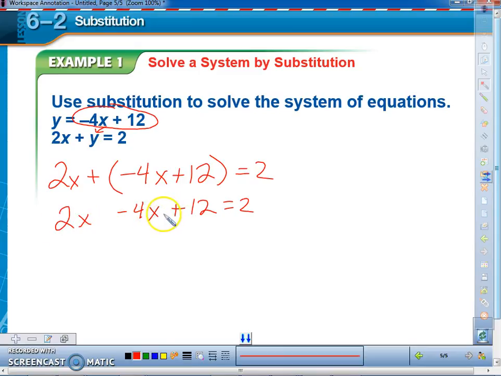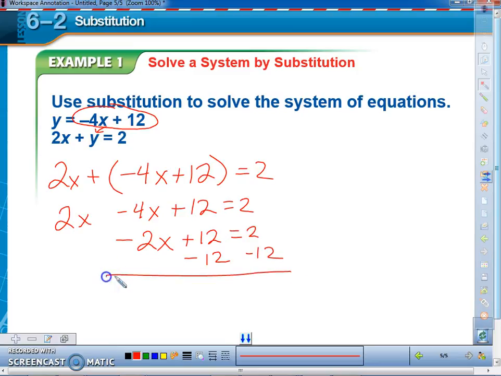All right, so now we're going to look and see if there are any like terms that we can combine. So negative 2x plus 12 equals 2. And so to solve this, I'm going to subtract 12 from both sides. I come up with negative 2x equals negative 10, x equals 5.